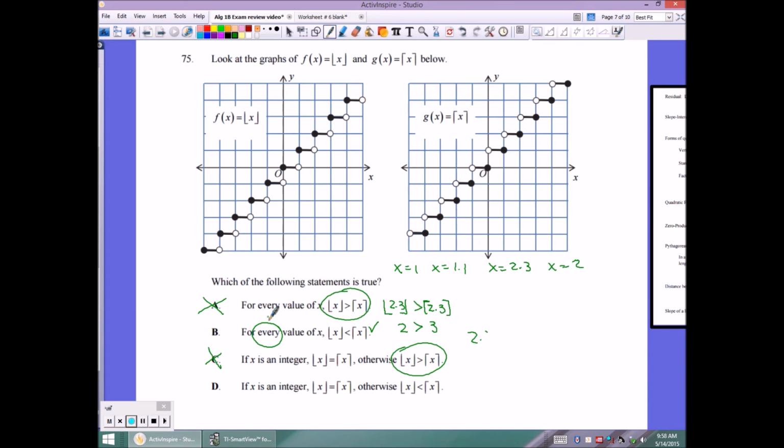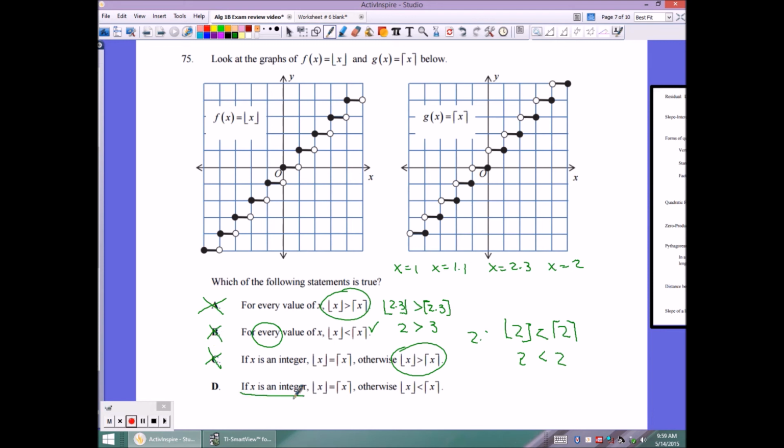Let's try another one. What if I just plug in 2? 2 is less than 2. So if I round down, I get 2. And if I round up, well, there's nothing to round. Is 2 less than 2? Well, not really. 2 is equal to 2. So if I have an integer, this statement is not true.